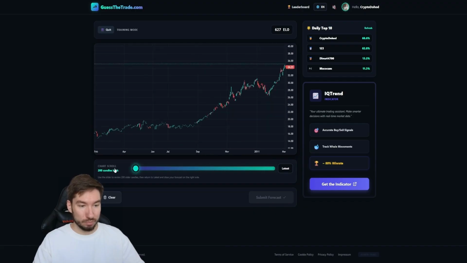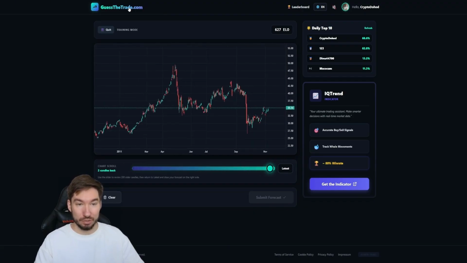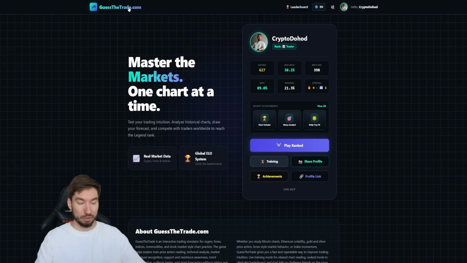And what's another plus here? You trade here absolutely without any indicators. Just analyze the price action and then understand how the price will move.